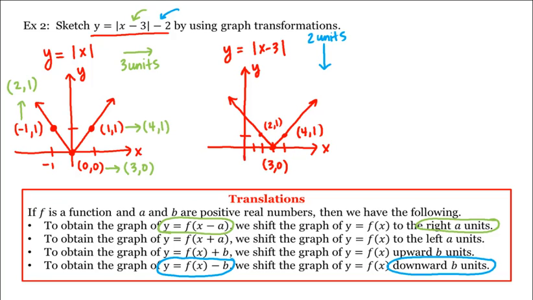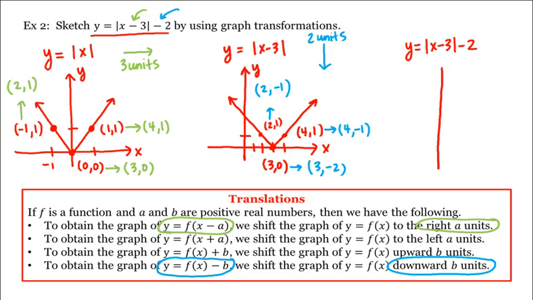When we do that, what is going to happen to the point 3, 0? This is going to go to 3 and then 0 minus 2, or negative 2. And what about this point, 4, 1? It's going to get shifted to 4 and then 1 minus 2, or negative 1. And what about this point, 2, 1? It's going to get shifted to 2 and then 1 minus 2, or negative 1. That is the graph we're looking for, or y is equal to the absolute value of x minus 3, minus 2.